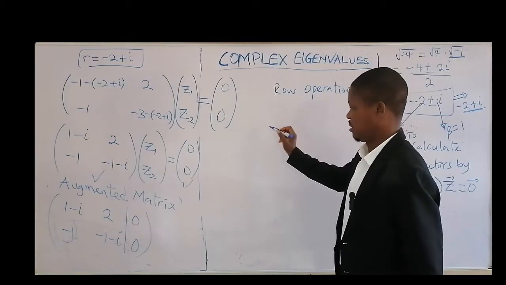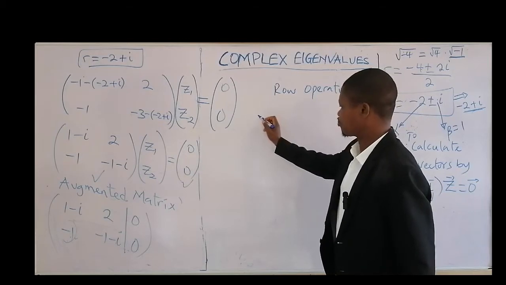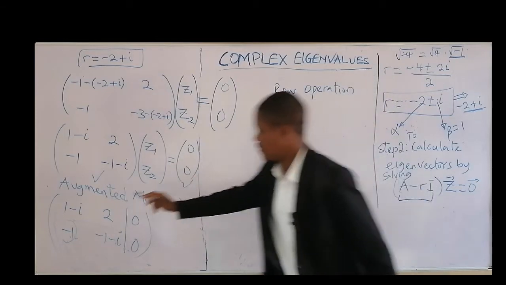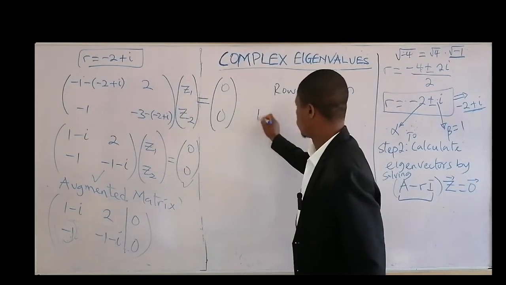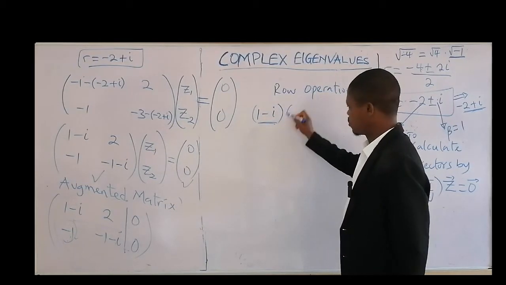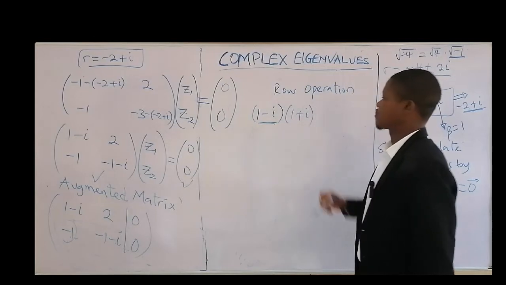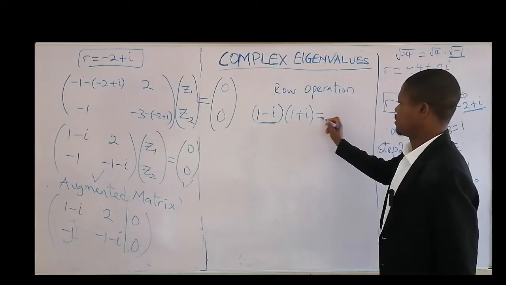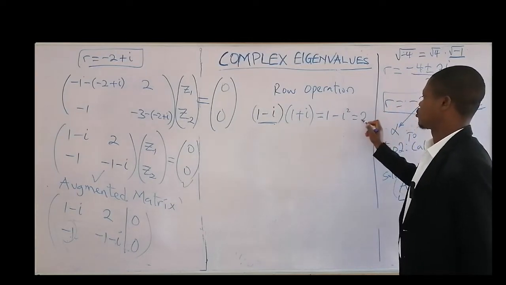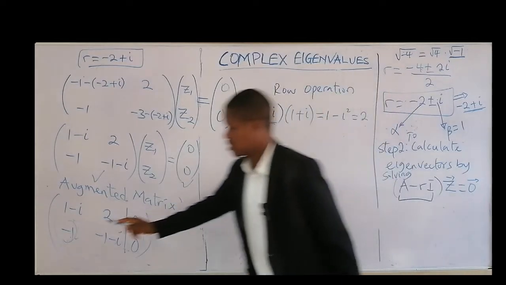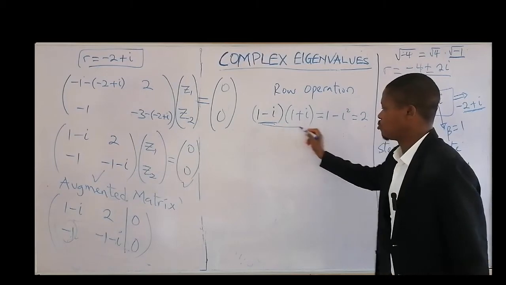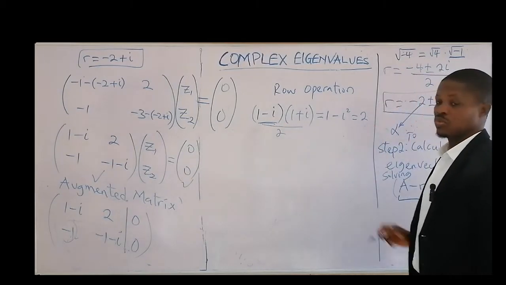So what we do is this: we're going to use row 1, the first element here, 1 minus i, times the conjugate of this expression, which is 1 plus i. If you multiply, it's going to give you 1 minus i squared. And that's what? That's 2. And what I have here is minus 1. So that means I can divide this expression by 2, and that will give me 1.